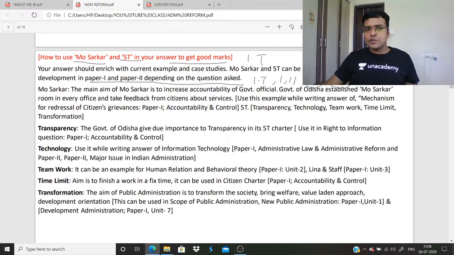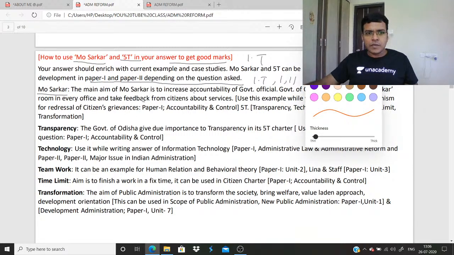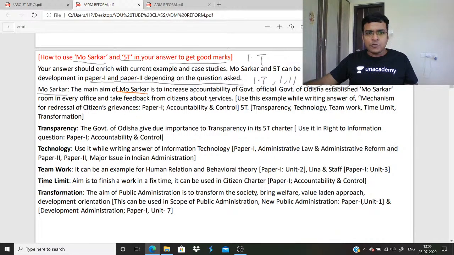Clear? So you can use this current example, Mo Sarkar and the 5T paradigm of the Odisha government. It will be very useful when you write this. So Mo Sarkar, you all know the main aim of Mo Sarkar is to increase accountability of government officials. The Government of Odisha established Mo Sarkar rooms in every office and takes feedback from citizens about the service.